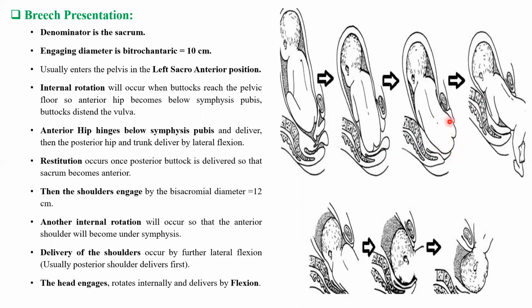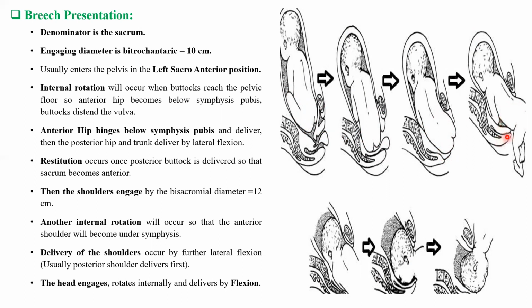After that, the anterior hip will hinge below the symphysis pubis, and it will deliver. After delivery of the anterior hip, the posterior hip will also be delivered, and then the trunk will be delivered by lateral flexion. So again, the denominator is the sacrum, and the engaging diameter is the bitrochanteric diameter. It enters the pelvis in the left sacro-anterior position. Then it will turn, so the anterior hip will become below the symphysis pubis, and then it will deliver, followed by delivery of the posterior hip. Then the trunk will be delivered by lateral flexion of the spine.